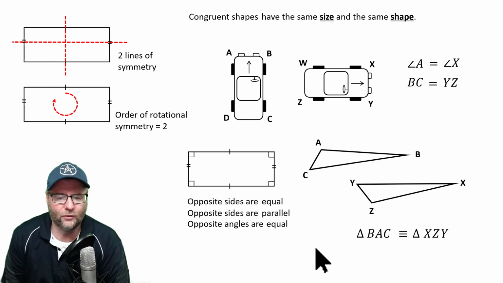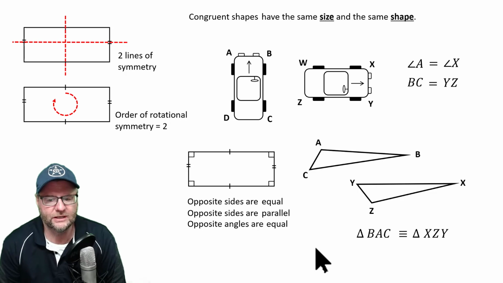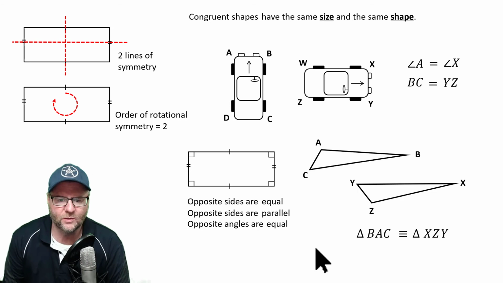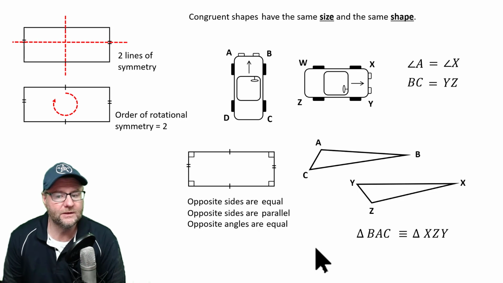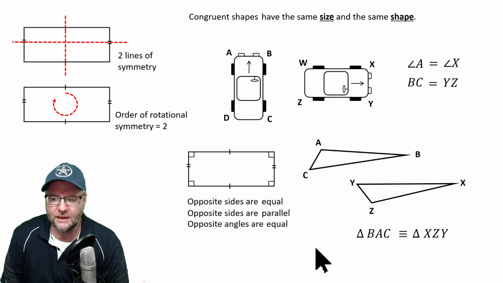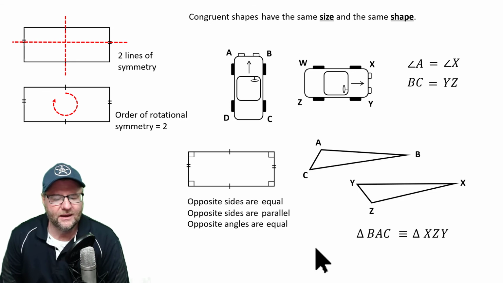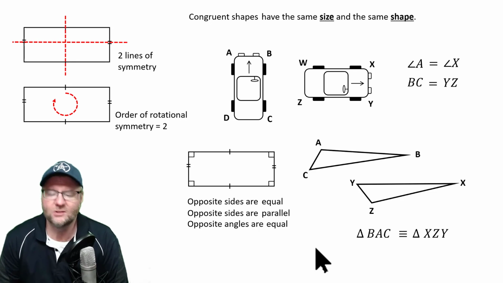Guys, that is it for this part 2 video. If you can copy down everything you see on the screen onto your summary sheet, and I'll try and give you some practice questions that you can apply some of these ideas to. We've talked about symmetry, we've talked about congruent shapes, we've talked about corresponding sides and angles, a congruent statement, and some features about rectangles. Good job, well done.